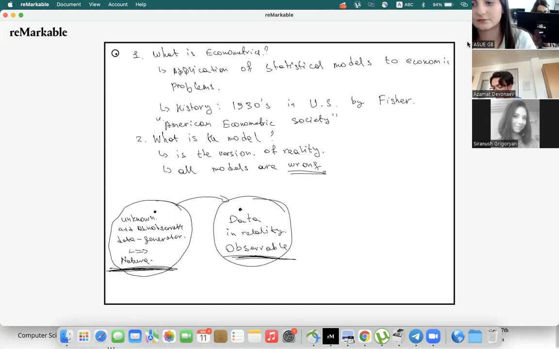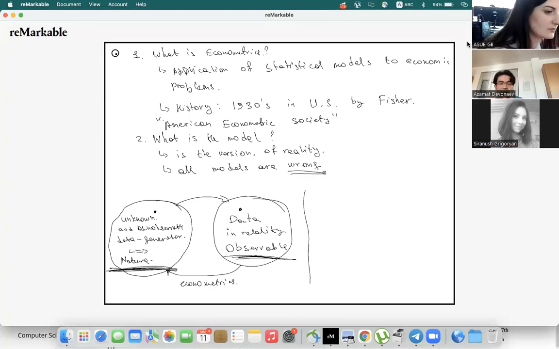We see this, and here we want to work backward. From the data, from reality, from observables, we employ econometrics. We employ econometrics to study this unknown theory from the data. And the way that you employ econometrics is by building models.